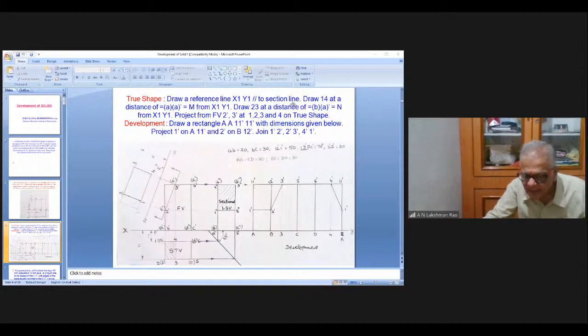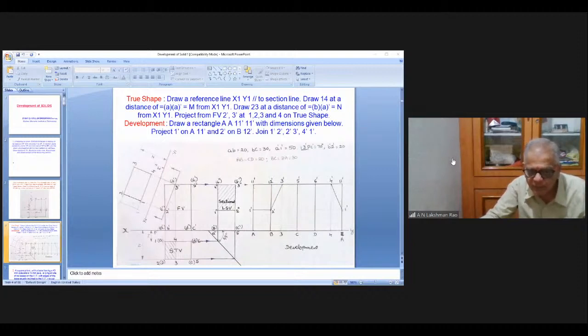It is cutting at 5 and 6. Here it is cutting at 5. This is cutting at 6. Now I am projecting it. Now this is 5 dash. This is E dash. This is 6 dash. This is F dash. As usual, dear student, 1 dash 6 dash is a dashed line.